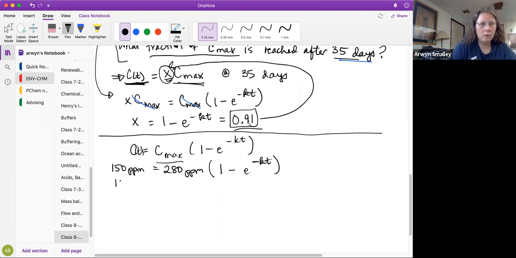And so then I divide them out. 150 over 280 is equal to 1 minus e to the minus kt. So far, so good. Is that looking like what you have in your notes?